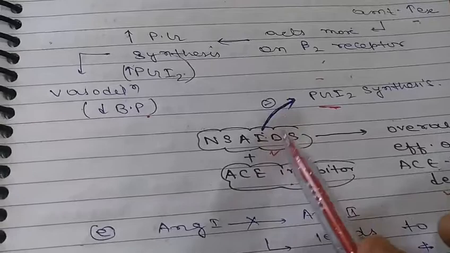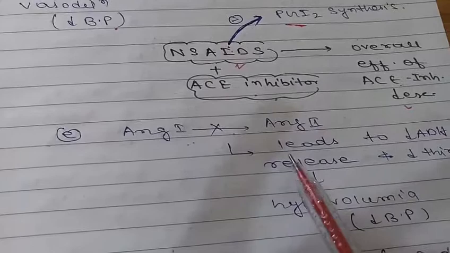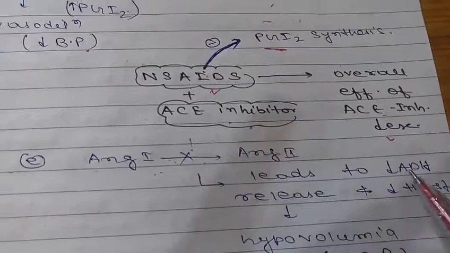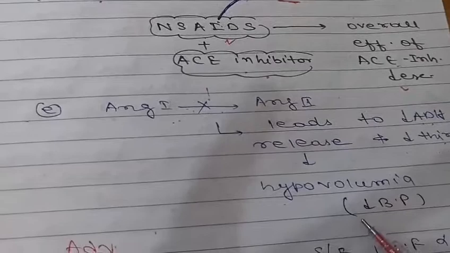Now angiotensin 1 is converted into angiotensin 2, but here there is no conversion because we have given ACE inhibitors. Okay, so this will lead to decreased ADH release, and also there is decreased stimulation to thirst, so this will also lead to hypovolemia, and there will be decreased BP.